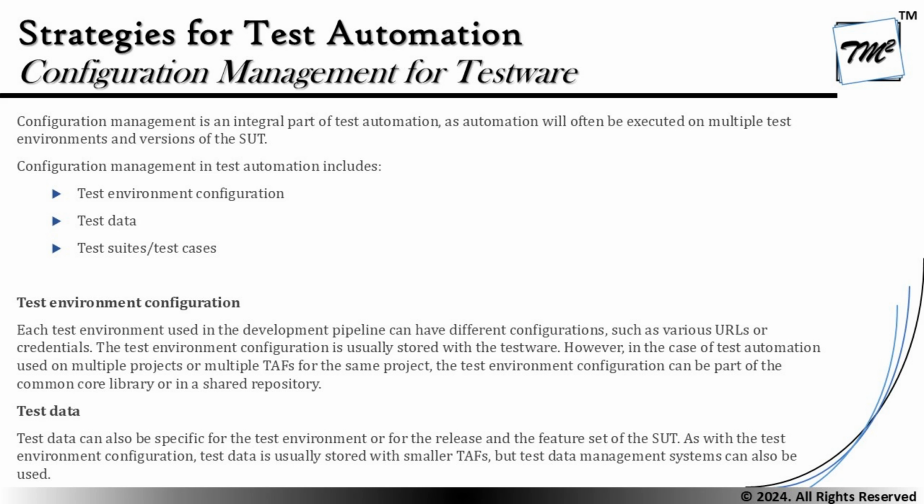The test data can also be specific to the test environment, or the release and the feature set of the SUT. As with the test environment configuration, the test data is usually stored with the testware, but a test data management system can also be used. So it is direct enough to say that the test data can be of different variety when it comes to different features. For example, searching for a flight could use different data, but after booking, when we try to search for the flight which is booked, we have a different set of data.